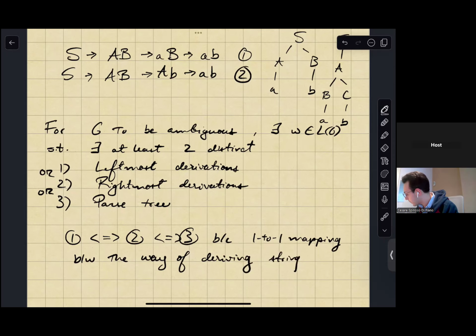Okay. So that's what we mean by meaningfully different. It has to be that you're using some set convention of deriving a string, and if using that set convention there actually is an ambiguity at some point, then that means that the grammar is truly ambiguous. So what's an example of this?